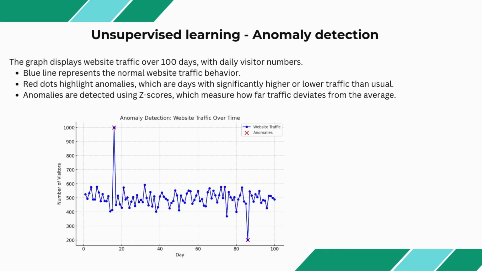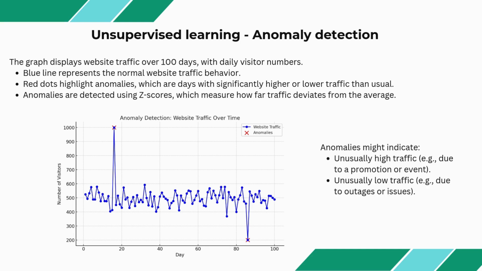Now let's see an example of anomaly detection. Over here the graph displays website traffic over 100 days with daily visitor numbers. The blue line represents the normal website traffic behavior. Red dots highlight anomalies, which are days with significantly higher or lower traffic than usual. Anomalies are detected using z-scores, which measure how far traffic deviates from the average. How does this help? Anomalies might indicate unusually high traffic, maybe due to a promotion or event, or unusually low traffic, maybe due to outages or issues which you want to tackle.